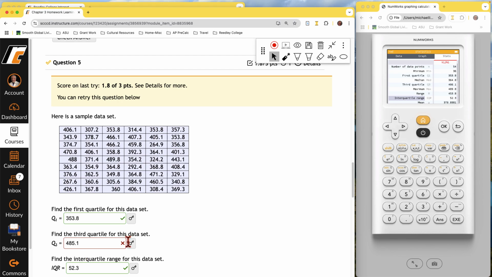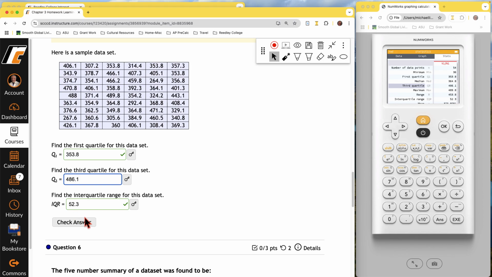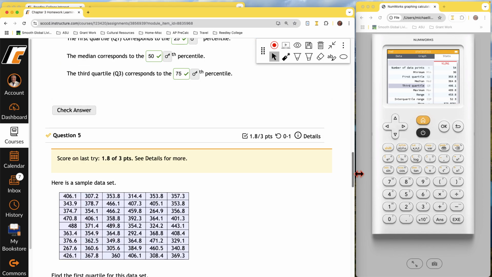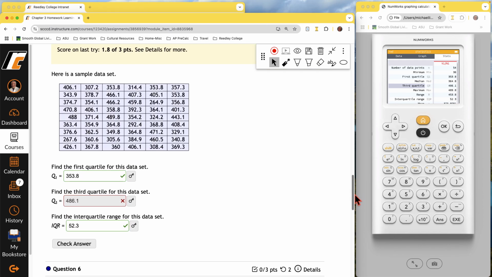I got this last one wrong. And maybe it was just the way I read it. 486.1. Oh, I just read it wrong. Looks like a 6 now. Or is that a 5? It's 486. But the nice part is we can correct these. 486.1. I think it's so small. I think I just read it wrong. But you get a second try. It still didn't like it.